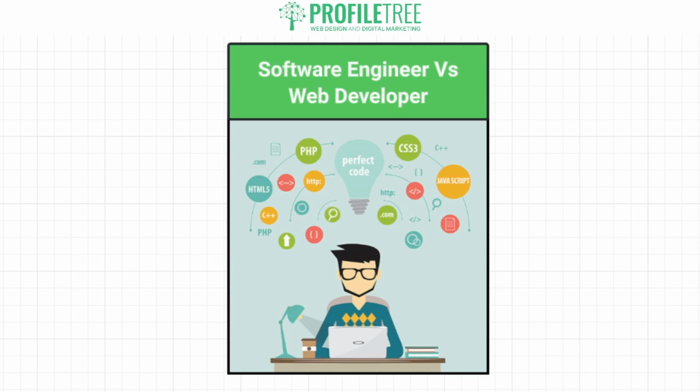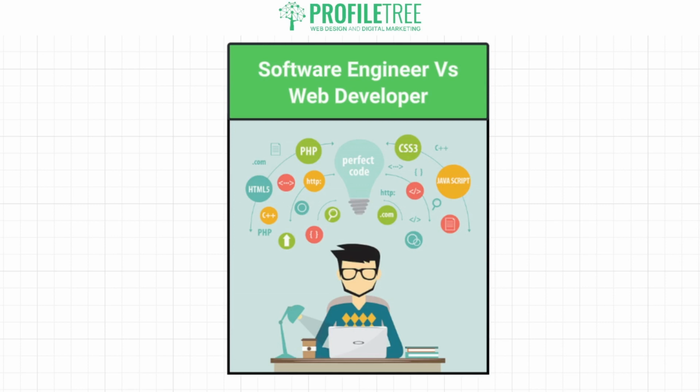So software engineers, I would say, are involved in the entire development life cycle, from requirements gathering and analysis to design, implementation, testing, and deployment. So they would mainly do the full circle. They're there from start to finish.